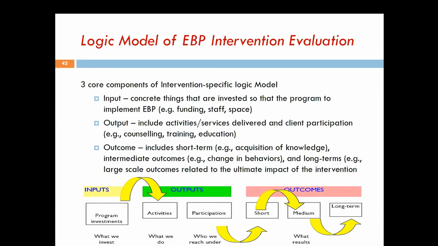So these are the logic models, everything has models, okay? Logic models for EBP, intervention, and evaluation. So there are three core components: if you're going to evaluate an intervention program, you always evaluate input, output, and outcome. Output is slightly different from outcome. Input is the program investment. What do we invest, okay? The concrete things invested so that the program can be implemented, for example funding and hiring staff.